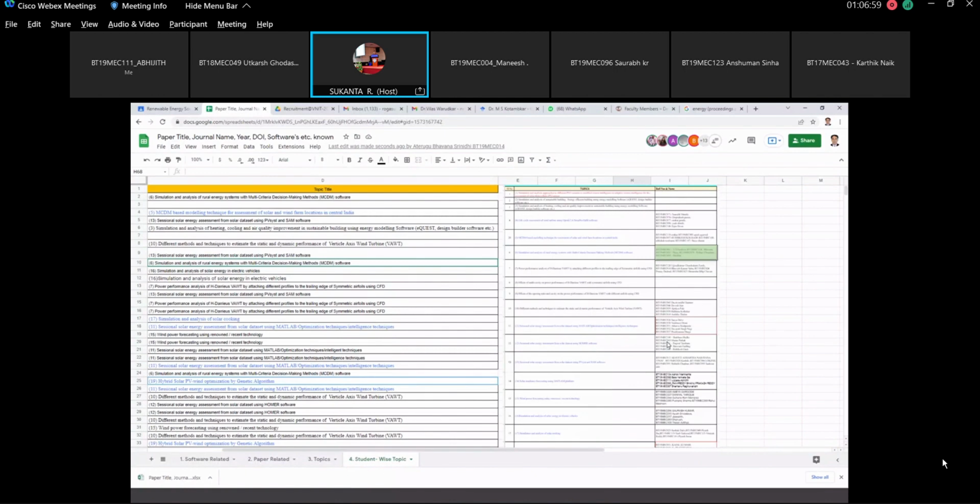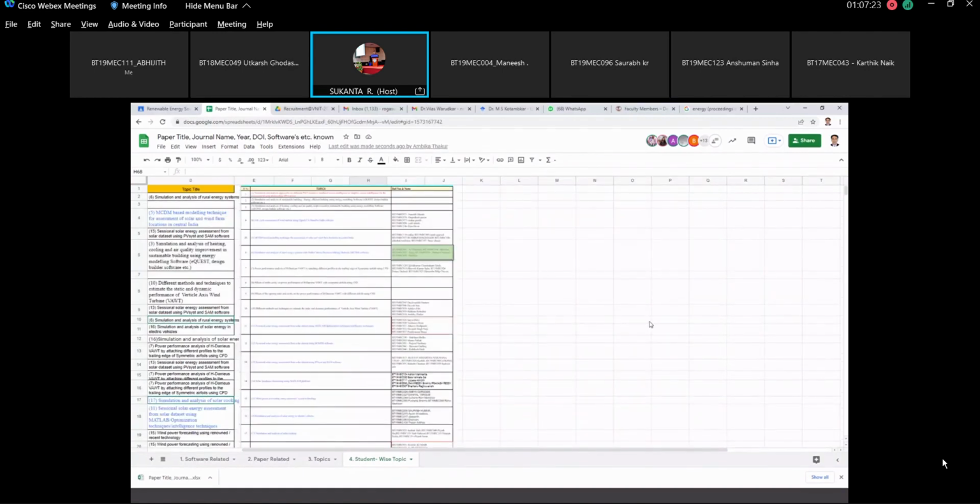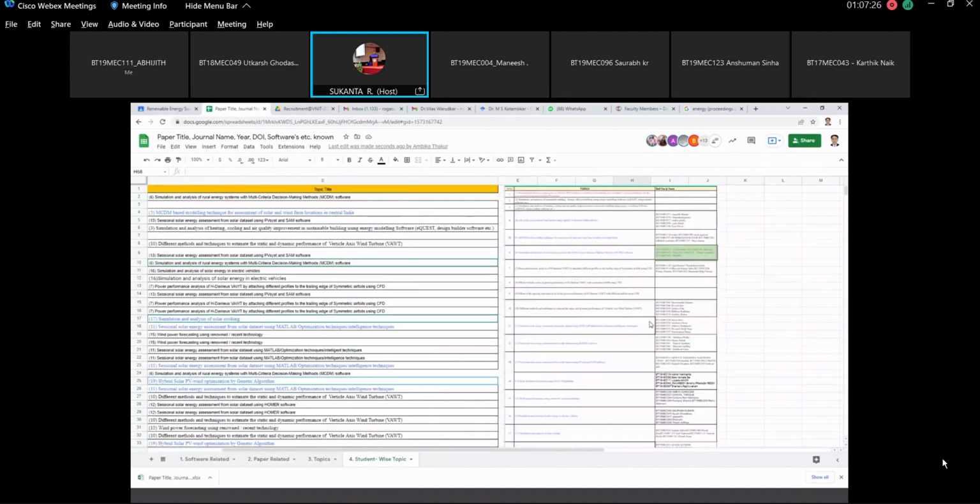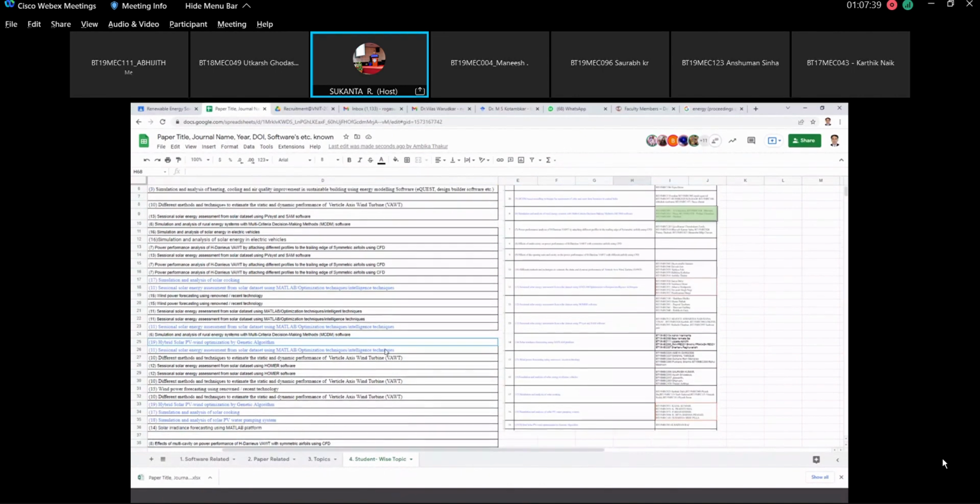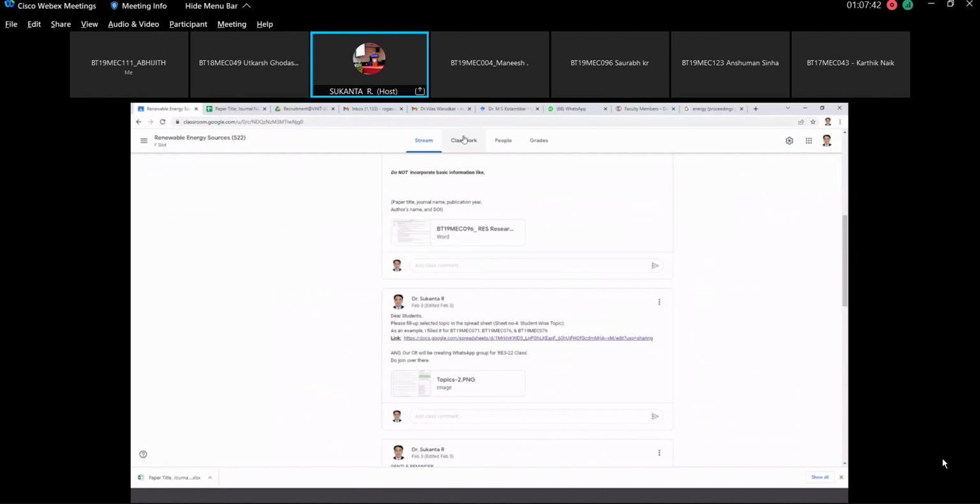You must ensure that no one is selecting any conference paper or any page journal papers. The links are already given, and the links for how to download solar related papers are also given. Some videos are also uploaded there, along with video links related to those softwares. So you can refer to that. For wind energy prediction or wind resource assessment, so many papers are uploaded. Here you can see the classroom.